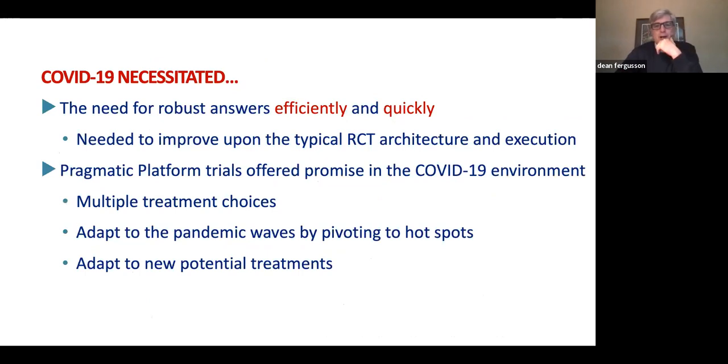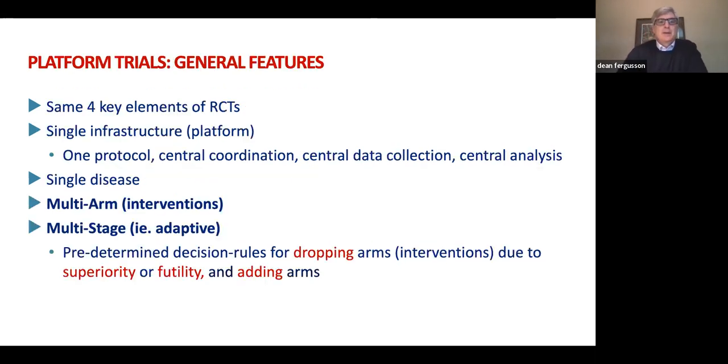So pragmatic platform trials offered promise, and because we could look at multiple treatments, we could adapt to the pandemic waves by pivoting to hotspots. So these platform trials, which I'll describe in a bit, are multinational. And so if the hotspot was occurring in South America, we could pivot to the sites that were already enrolled in South America. And they were adaptive. They could adapt to new potential treatments by introducing new treatments and dropping old treatments.